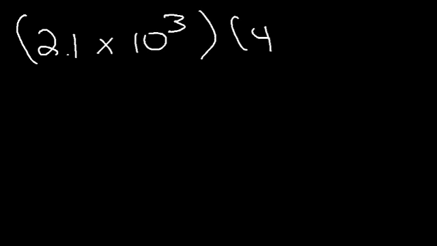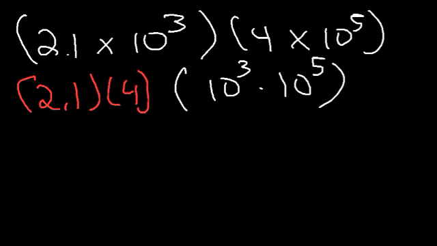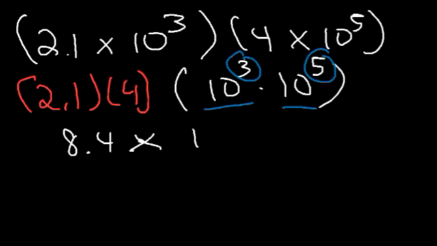Now what if we need to multiply two numbers in scientific notation? Let's say you have 2.1 times 10 to the 3, and we're going to multiply that by 4 times 10 to the 5. So first multiply 2.1 and 4, and separately multiply 10 to the 3rd by 10 to the 5. 2.1 times 4 is 8.4. Now whenever you multiply common bases, you need to add the exponents. 3 plus 5 is 8, so it's 8.4 times 10 to the 8.